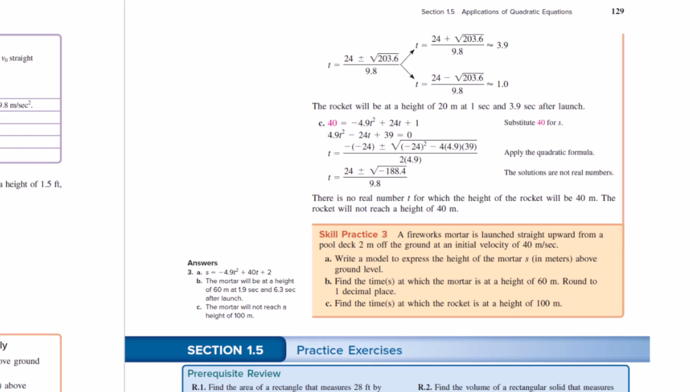Okay, C, the time at which the rocket is at a height of 40 meters. Same question, but we put 40 meters here. And there's no real number solution to this. So the rocket won't reach 40 meters. You see how that works? So it's going to get to its maximum height, then start coming down, and that's going to be below 40 meters. But at that maximum height, it's going to have one time where it's at that height. All other heights below that, there are going to be 2 times for each of those heights where it's at that height.